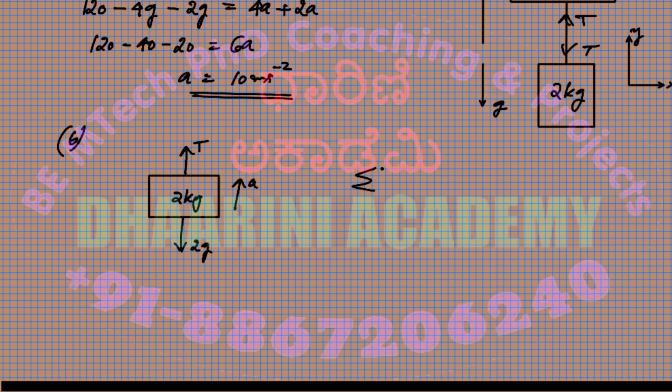This is what I need, right? So I know that summation Fy is equal to m into Ay only for this body. So what are the forces? There is a tension upwards, there is 2g downwards, is equal to mass 2 kg into acceleration 10, right? So minus 20, 2 into g, 2 into 10, 20. Going to the other side is plus 20. Already there is a 20. So tension is equal to 40 Newton, straightforward answer.